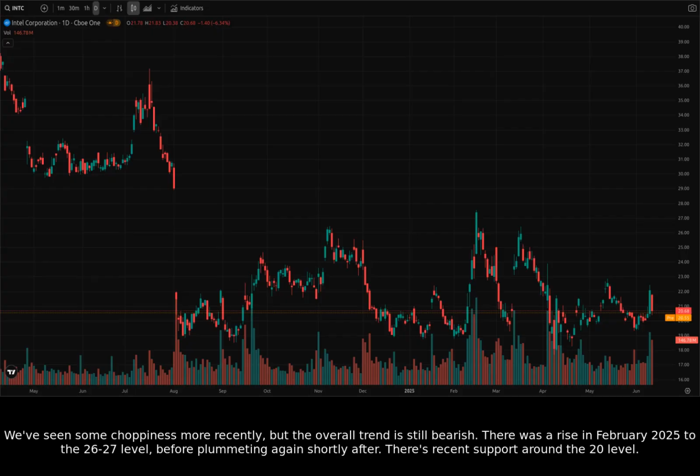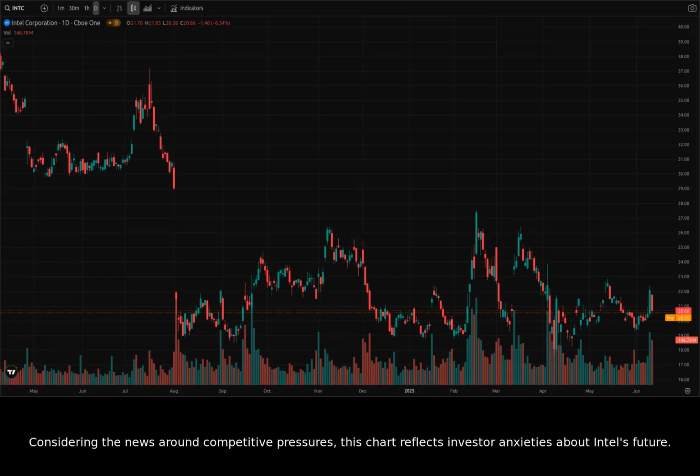This is a really long downtrend, and things don't look good. We've seen some choppiness more recently, but the overall trend is still bearish. There was a rise in February 2025 to the 26 to 27 level before plummeting again shortly after. There's recent support around the 20 level. Considering the news around competitive pressures, this chart reflects investor anxieties about Intel's future.